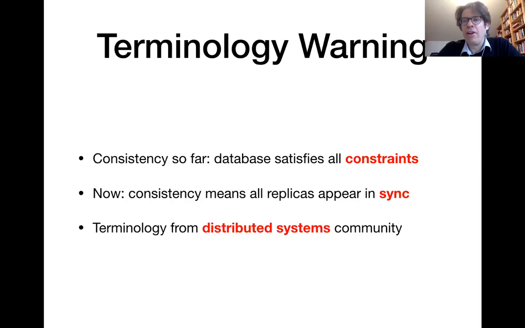Now in the following, we're going to talk a lot about consistency, and I want to start with a little terminology warning, because we have already heard about consistency, which was the C in the ACID transactions. And in that context, consistency generally means that your data is consistent with all constraints.